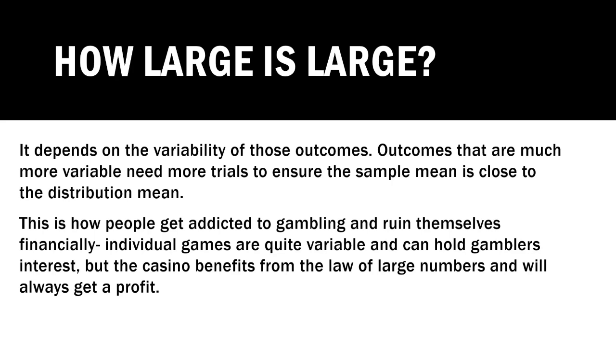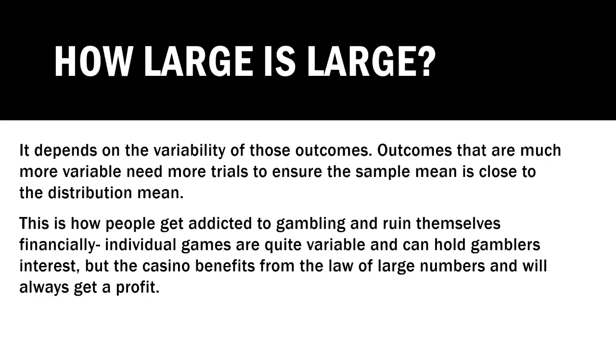When we talk about the law of large numbers, how large is large? It depends on the variability of those outcomes. Outcomes that are much more variable need more trials to ensure the sample mean is close to the distribution mean. You can think about something like height, right? Height in reality is not that varied. Most people are between the heights of 5'3" or 5'4" and 6'3". That's a pretty narrow range of variability.